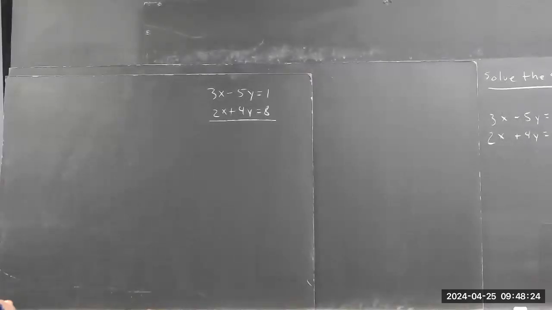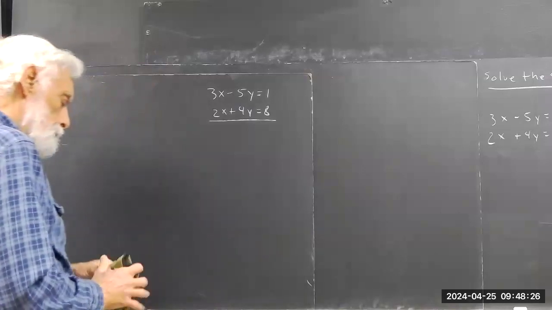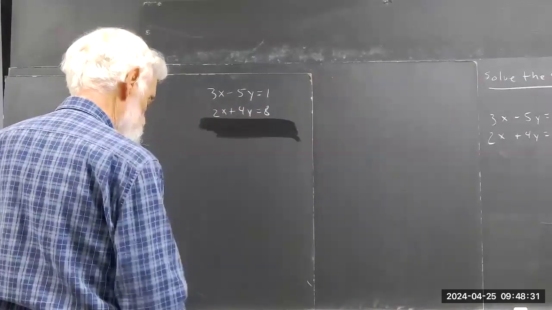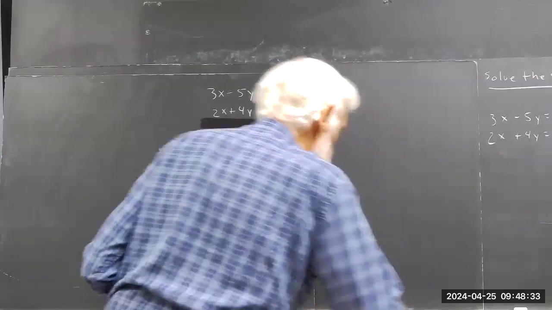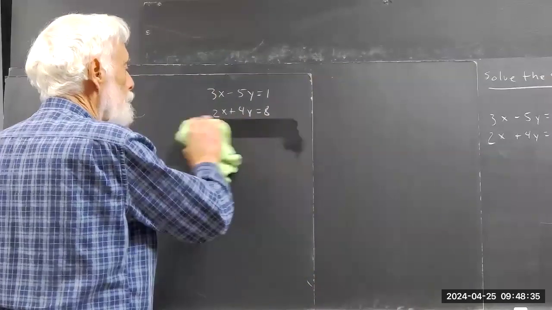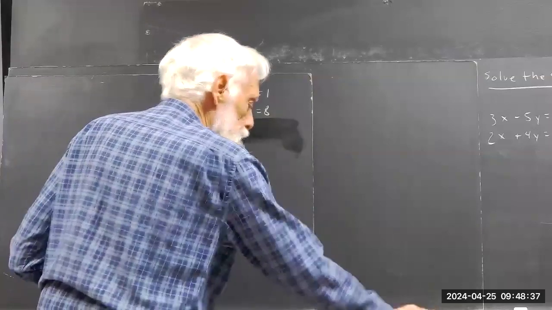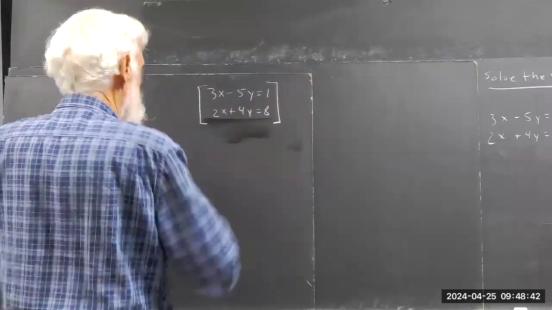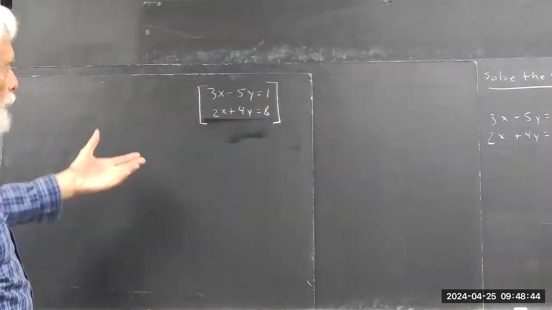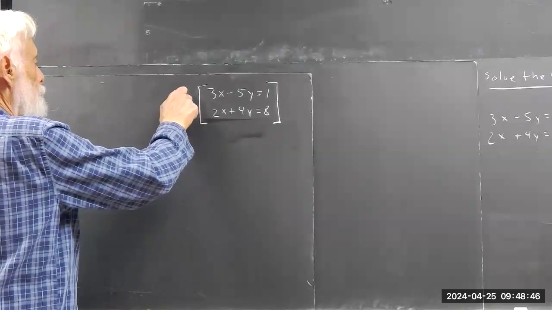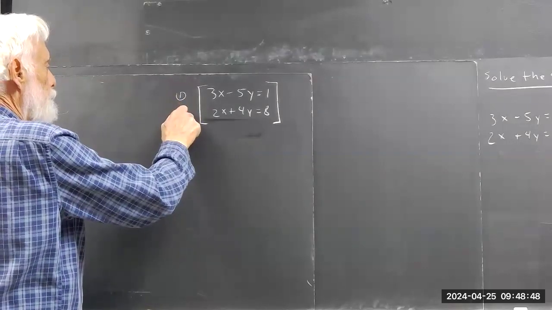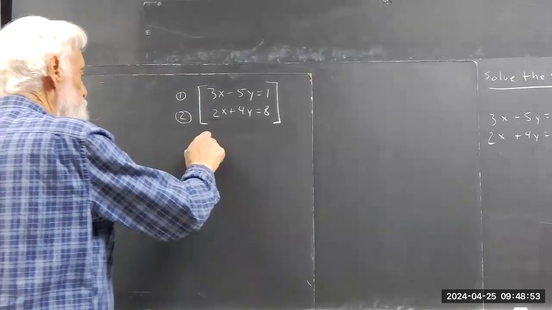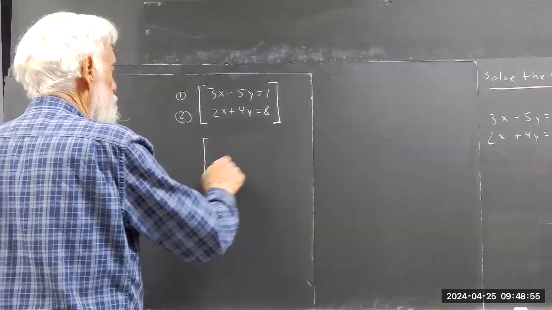Okay, we want to solve this. Now, the way we're going to write this out, we're going to put the system in a set of brackets. And we're going to number the rows of this system 1 and 2. And everybody did pretty well with this.